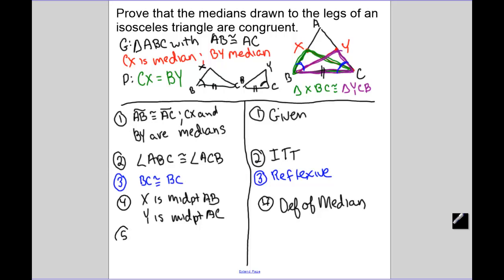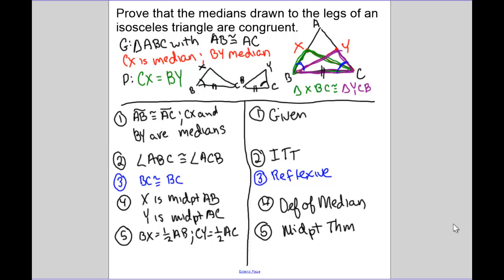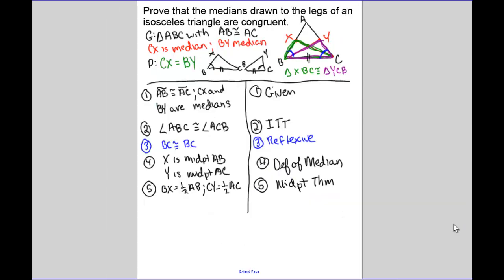Now step 5. That tells me that BX is equal to half of AB and CY is equal to 1/2 of AC. And that is by our midpoint theorem. And so notice how I first had to say that they were midpoints because I didn't technically say that in our proof yet. And then I had to say by midpoint theorem that they were half the length.